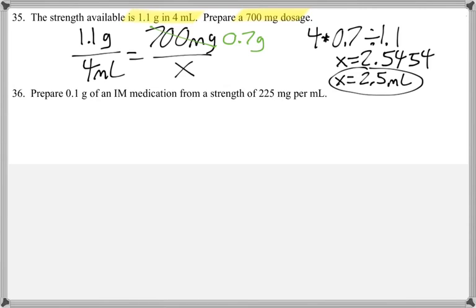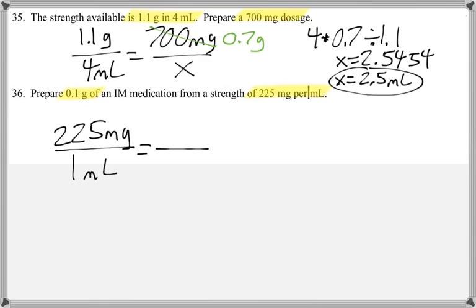On 36 it says prepare 0.1 grams of an IM medication from a strength of 225 milligrams per milliliter. So anytime you see per ml or per any unit and you don't see a number there, it's implied to be a 1. So this is my available and this is my order. 225 mg over 1 ml is equal to 0.1 g over x.